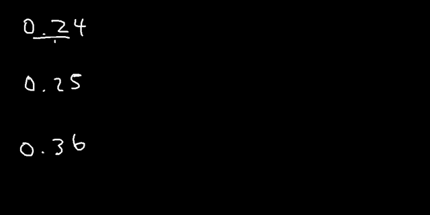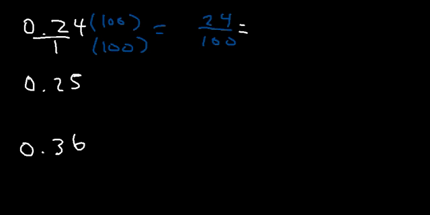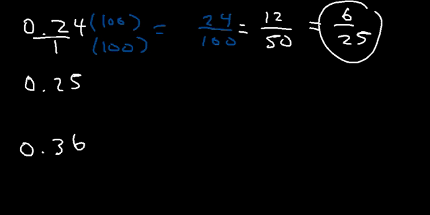So try these. Let's say if you have 0.24, 0.25, and 0.36. Convert these decimals into fractions. So for this one, what you want to do is, since 4 is in the hundredths place, multiply top and bottom by 100. So this gives you 24 over 100. And then reduce the fraction. If we divide both numbers by 2, half of 24 is 12, half of 100 is 50. And then you can reduce that further into 6 over 25. So 6 over 25 is 0.24.